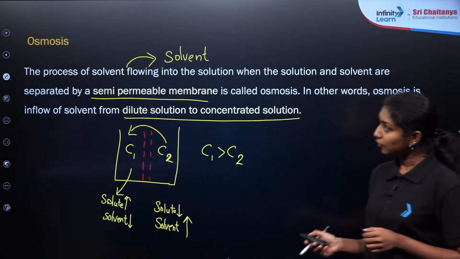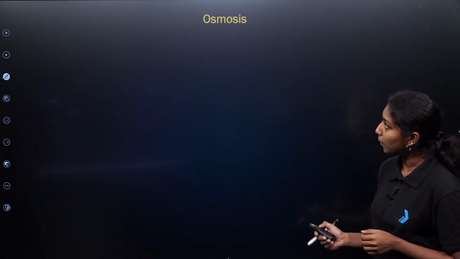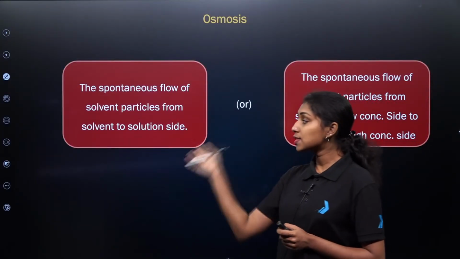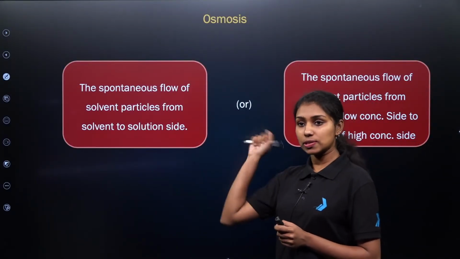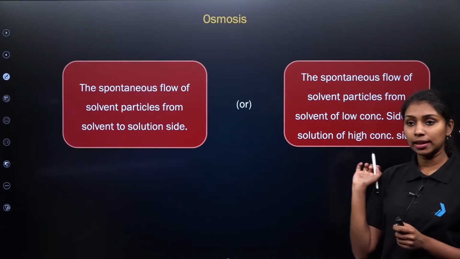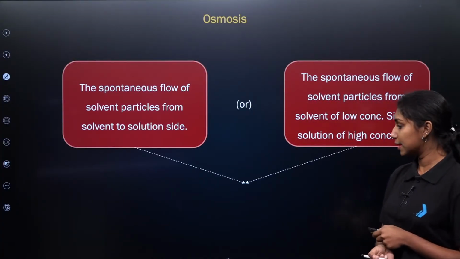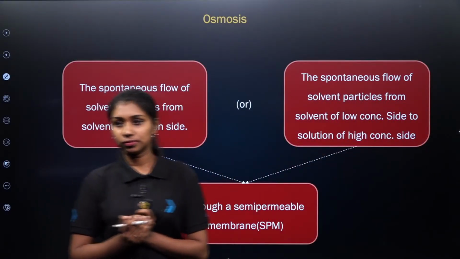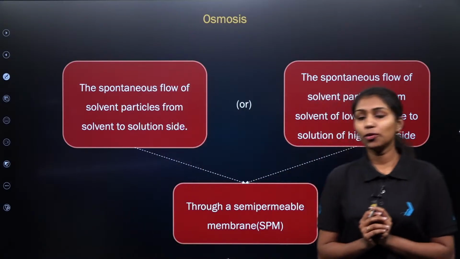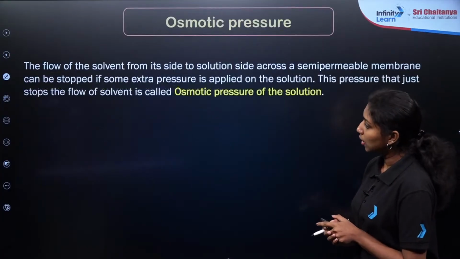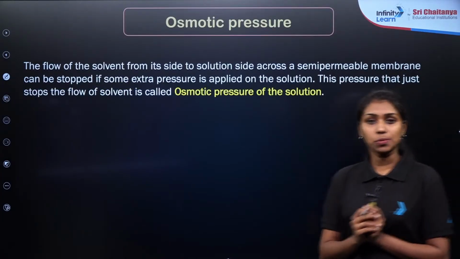So we can define osmosis as the spontaneous flow of solvent particles from solvent to solution side, right? Solvent to solution side, or low concentration to higher concentration side, through a semi-permeable membrane. That is the process of osmosis. Fine. Now we will be moving to our colligative property, that is the osmotic pressure. What is the osmotic pressure, right?